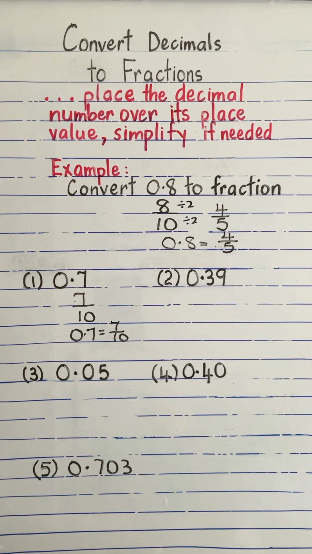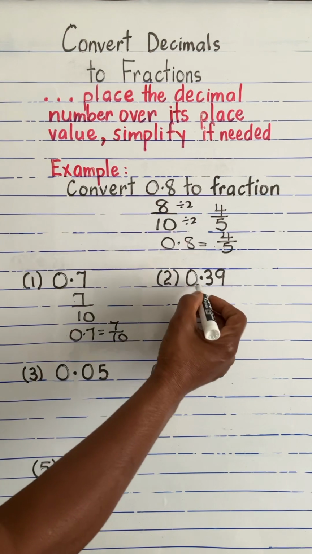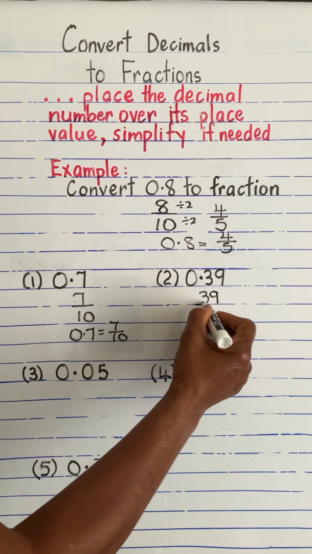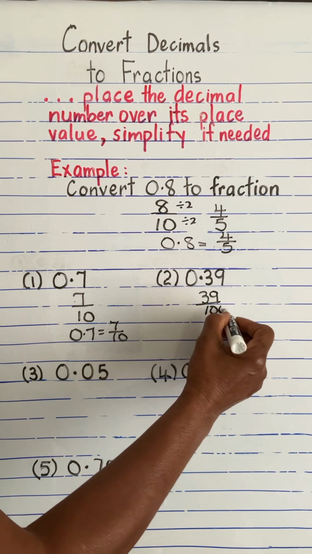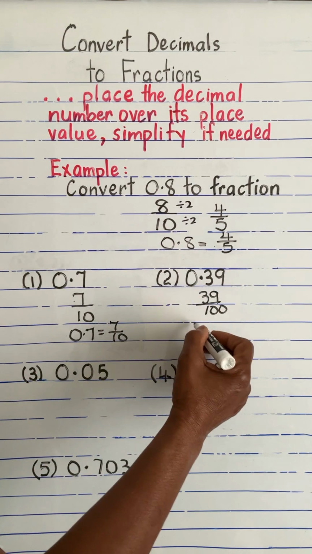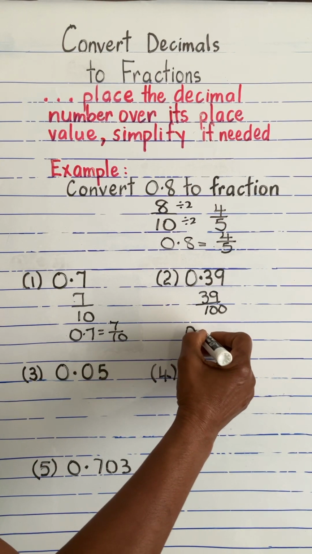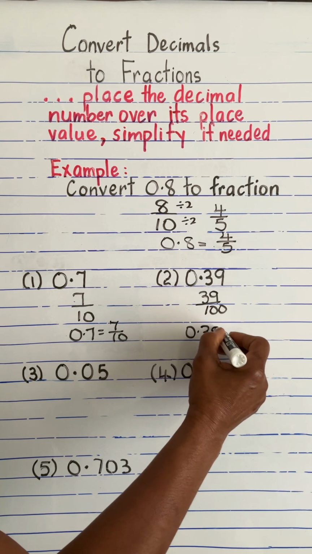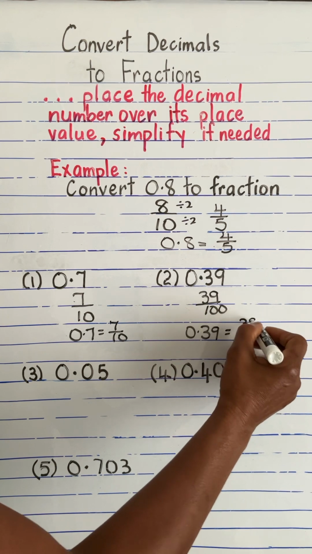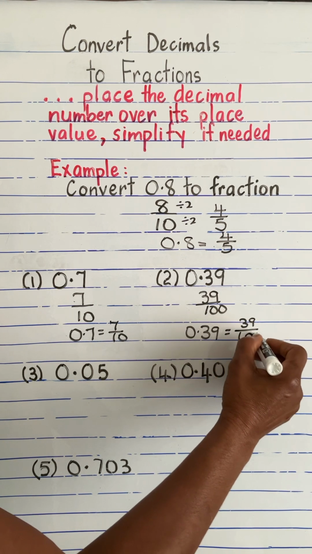Next, 0.39. That is 39 over 100. 39 over 100 cannot be simplified. So 0.39 is equal to 39 over 100.